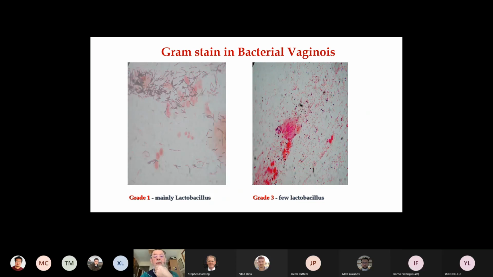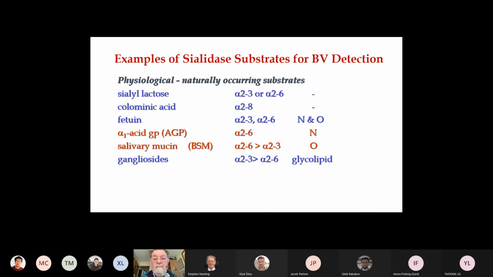Okay, so here's the bacterial vaginosis stain. On the left-hand side, you can see grade 1, and up at the top, you can see a whole load of lactobacillus bacteria that are stained. If you go over to the right, those lactobacillus have disappeared, and there are far fewer lactobacillus and only a few other different strains present in the grade 3 one.